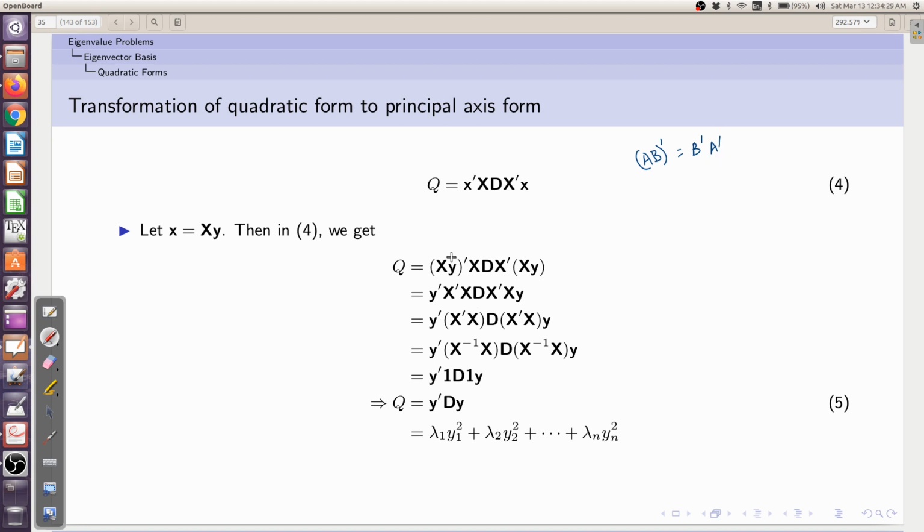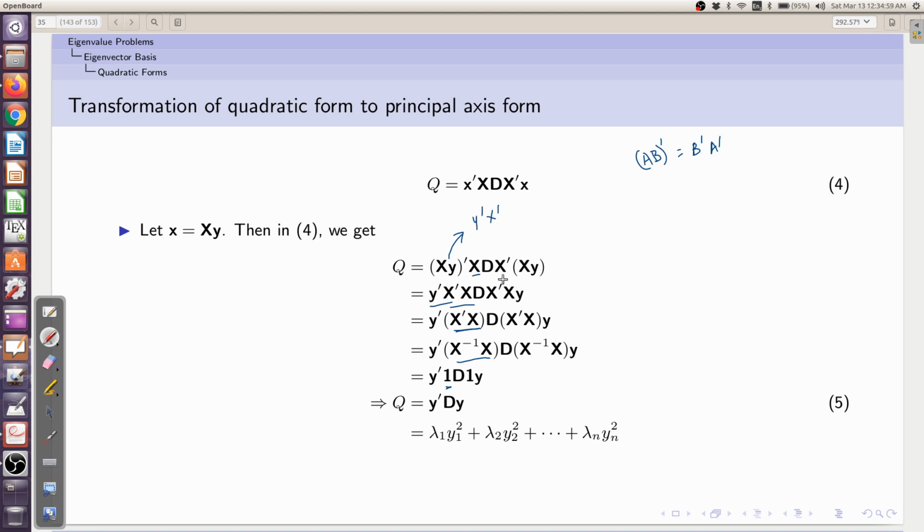As a result, the quantity inside the bracket is going to give me y transpose capital X transpose. That's why you got y transpose capital X transpose. Then we have X, and this X transpose X is going to give us the identity matrix, because X transpose is X inverse.